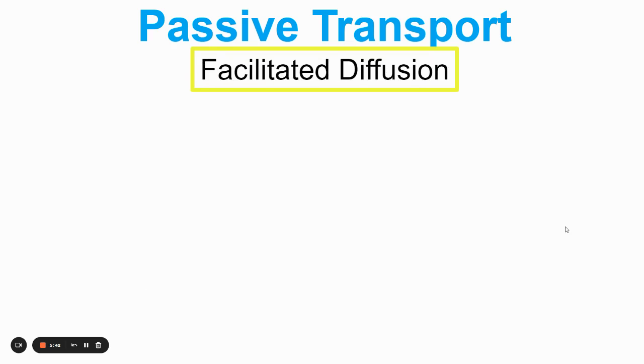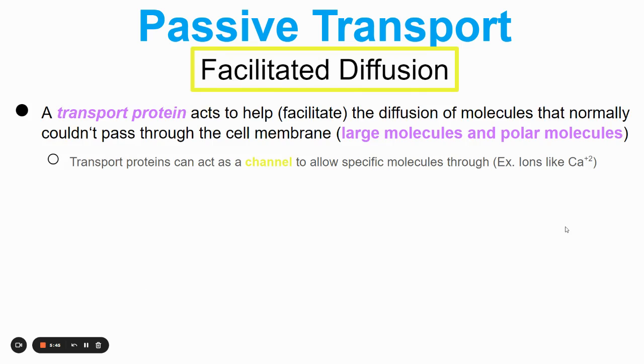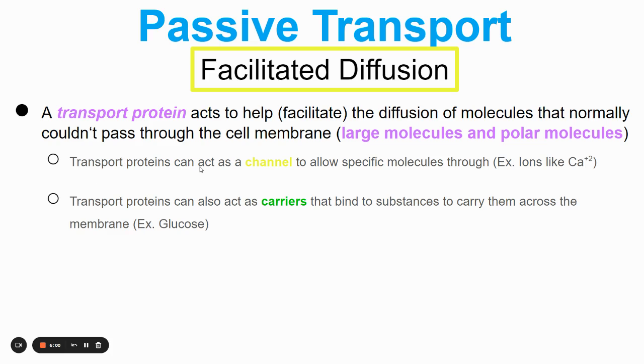Okay, so if something has a charge or it's too big, it's going to require a channel. Sorry, a transport protein to act as a channel. And that's going to facilitate the diffusion of molecules that normally just couldn't get across there because they're too big or they have charges. And we can also see transport proteins that also act as carriers. So they're going to bind substances to carry them across the membrane. An example of that type of membrane protein is one that helps with glucose.